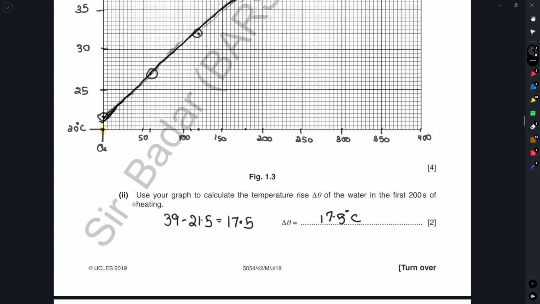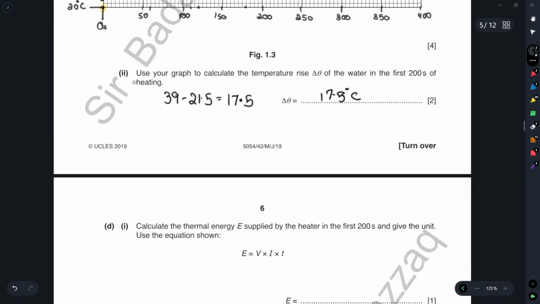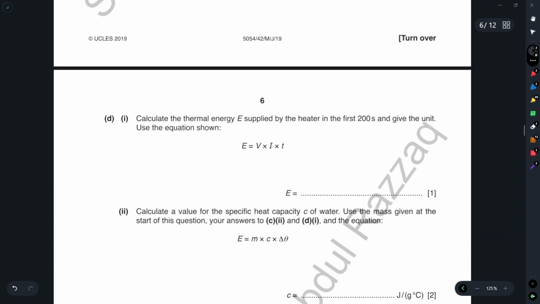The marking scheme is going to have a range of values which are going to be correct. There is not going to be any specific value that's going to be correct. It's got to be a range. Then the question says calculate the thermal energy supplied by the heater in the first 200 seconds.